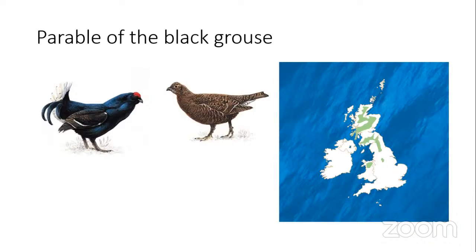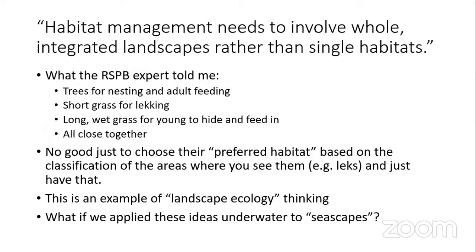Their general distribution is in green on this map. They're an upland species now, mostly away from cities and on higher ground, but their requirements are much more complicated than this. This is what the RSPB expert told me. They need trees for nesting, and the adults will feed in the trees. They want short grass for lekking, which is when the adult males display. Then long wet grass for the young ones to hide in and feed on insects and things. And they need all of these close together, right?